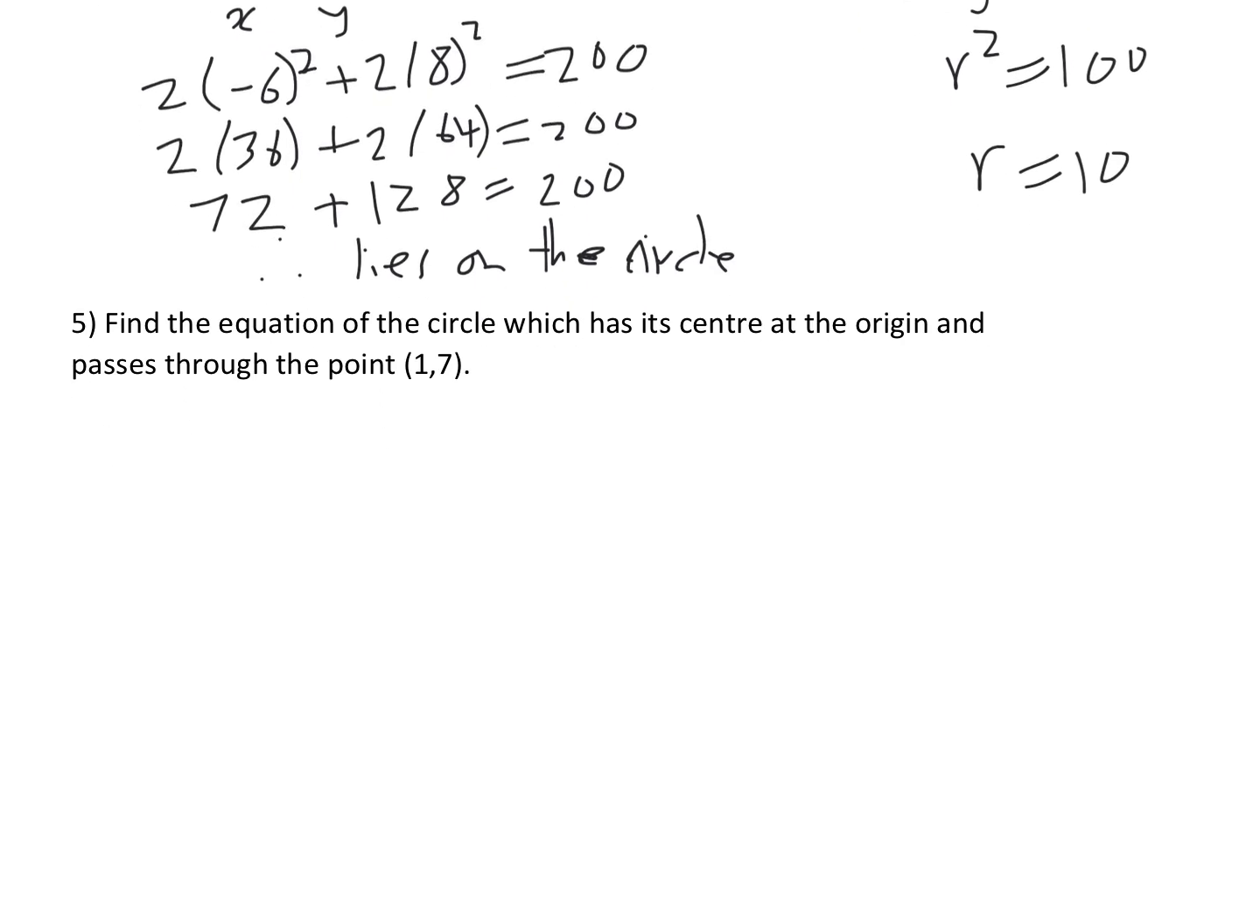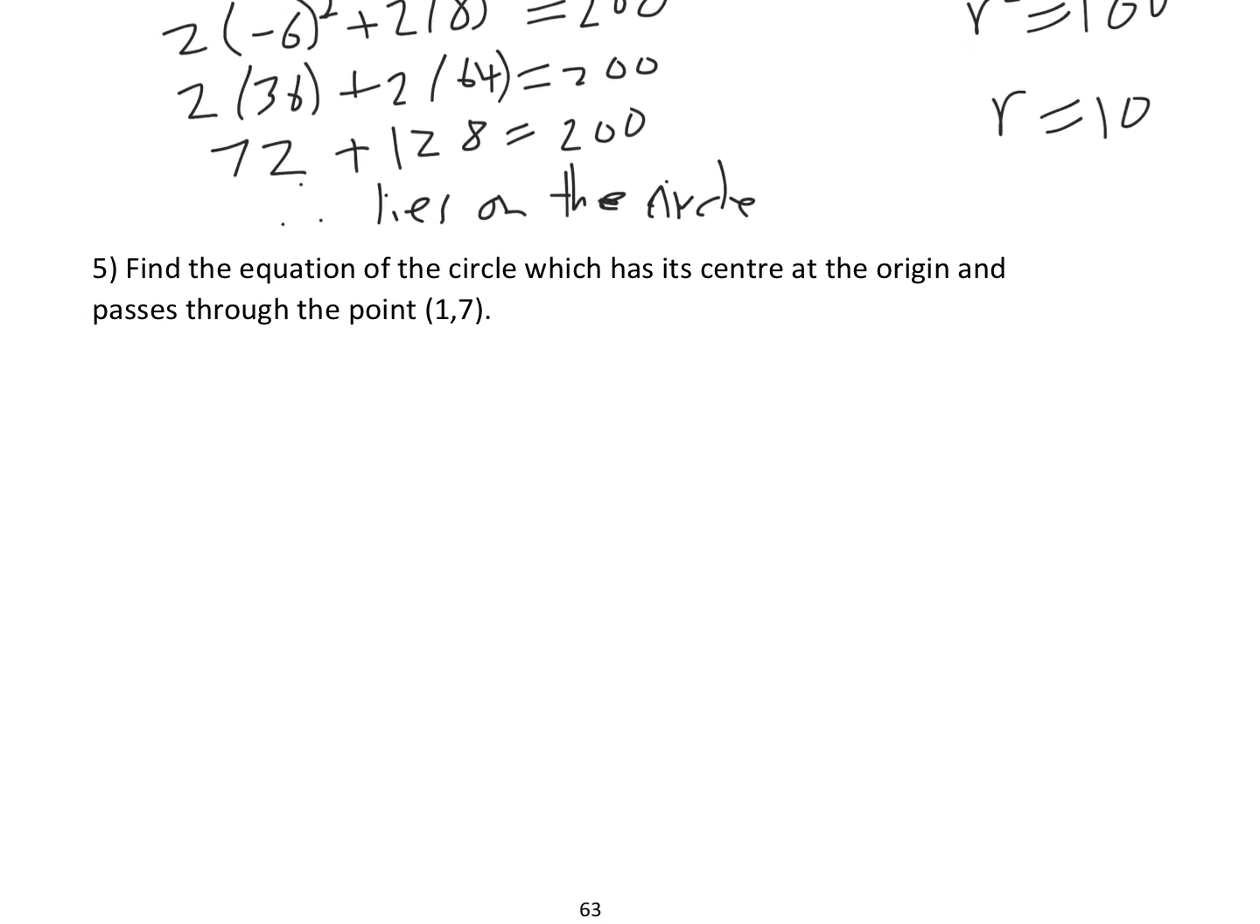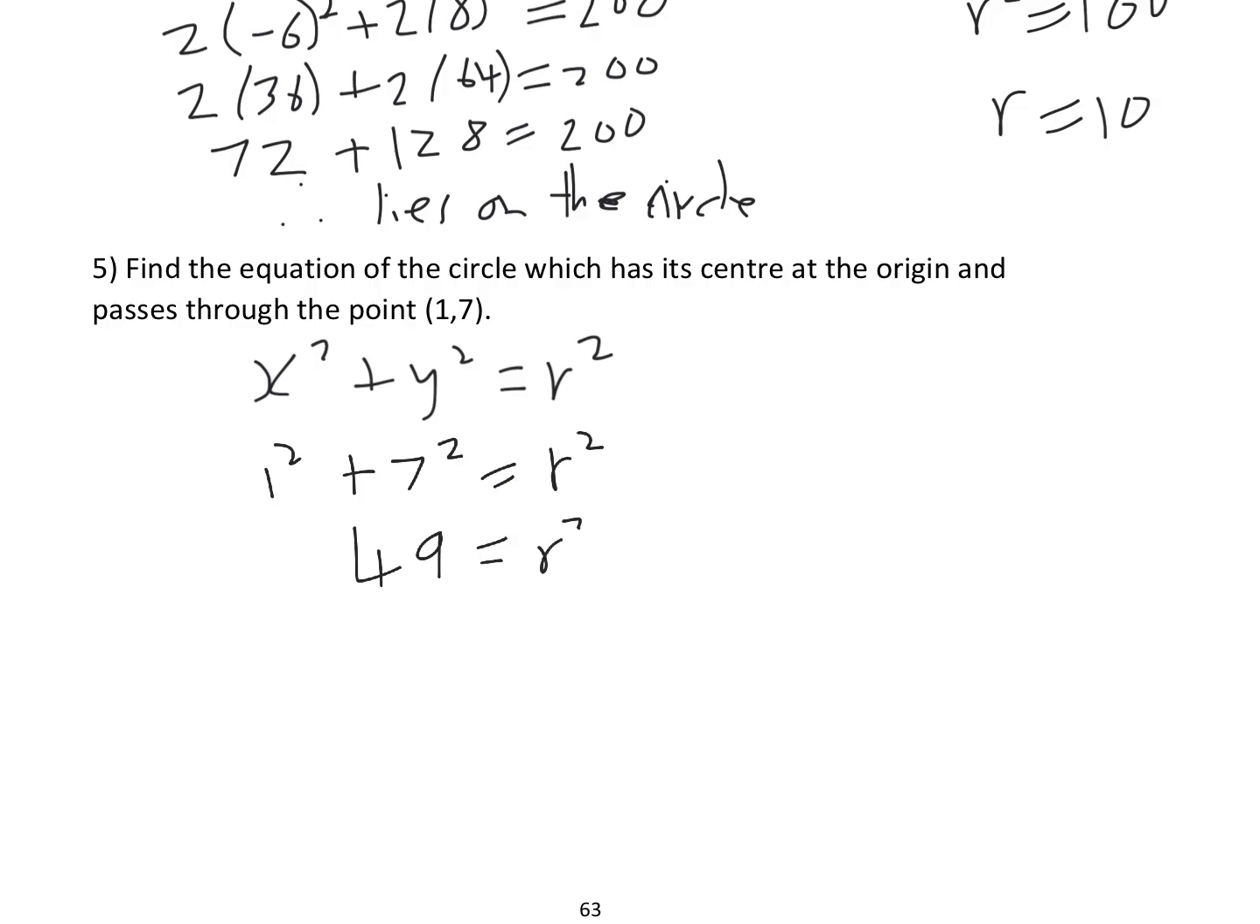Question 5. Find the equation of the circle which has its centre at the origin and passes through the point 1, 7. Well, we're trying to find the equation of a circle. We know it should look like this. So that's our starting point. If it passes through the point 1, 7, we should be able to substitute those numbers in, and it should satisfy the equation. Now, we don't know r squared yet, but if 1, 7 is to satisfy the equation, then r squared has to be 49. And if r squared is 49, then the radius would have to be 7.